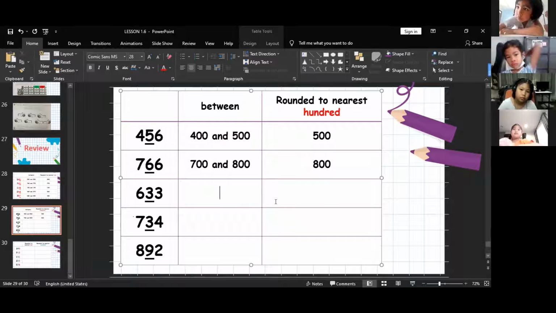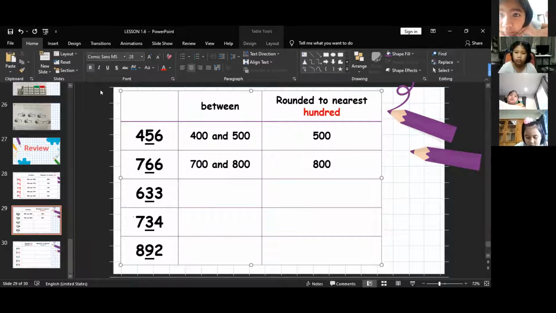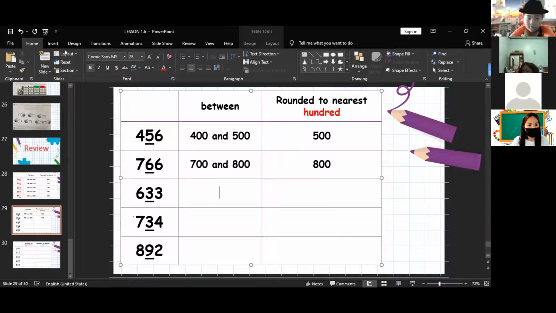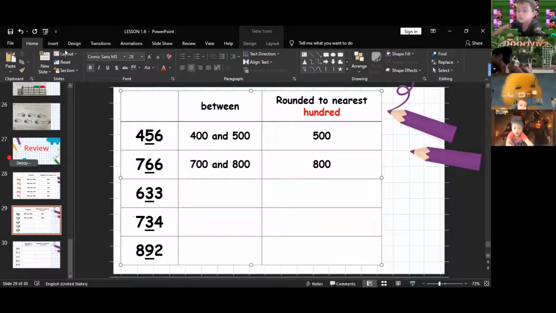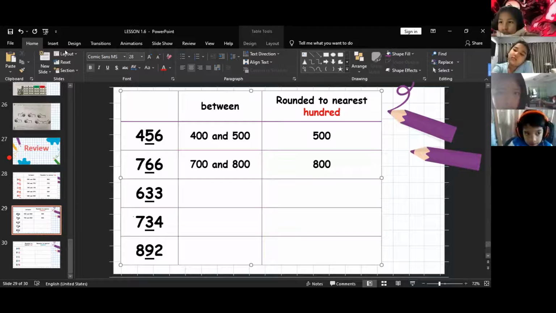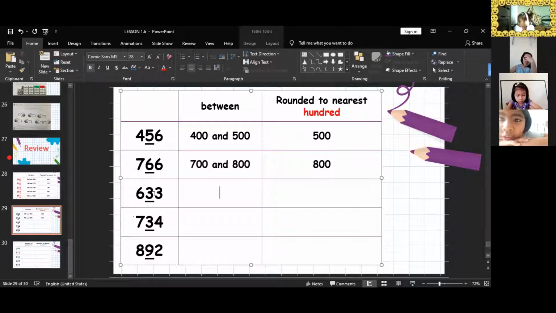Ping An. You're raising a while ago, right? Okay, Ping An in number three. Okay, can you read the number here? Open your microphone. Oh, where's Ping An now? Ping An! Where are you now? Can you read the number first in number three? 633. Okay, 633. 633 is between what number in hundreds? 600. And? And what's next with 600?